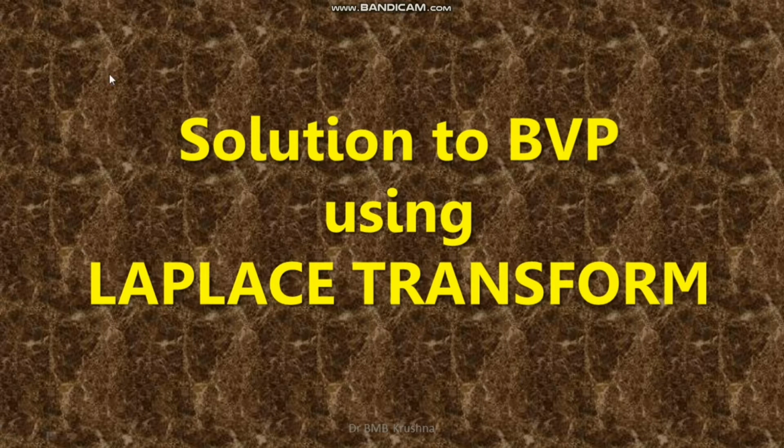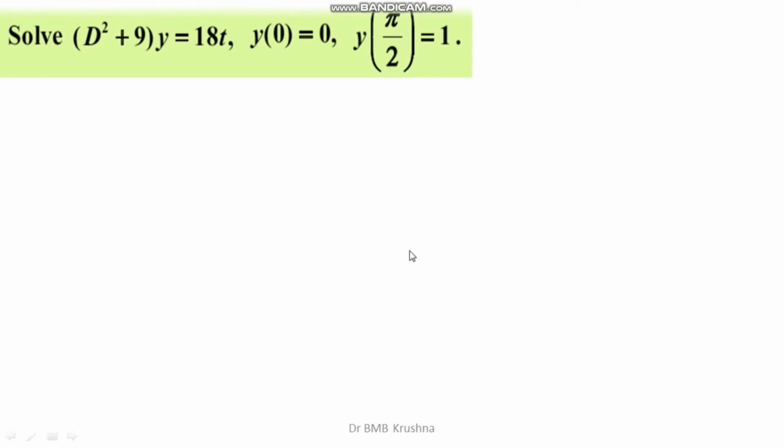To find a unique solution to the boundary value problem by using the method of Laplace transform. Solve a second order non-homogeneous linear differential equation with constant coefficients with boundary conditions y(0) is 0, y(pi by 2) is 1. The differential equation concerning boundary conditions is called a boundary value problem. Our aim is to obtain a unique solution to this boundary value problem by the method of Laplace transform.